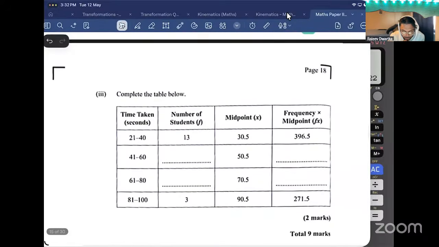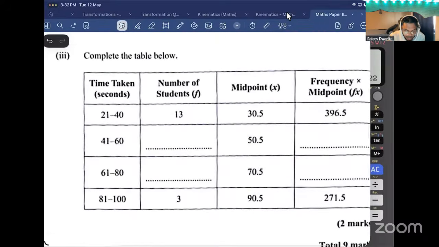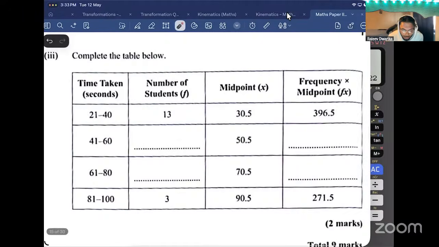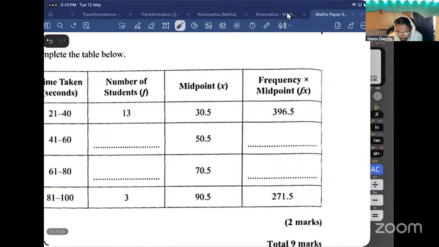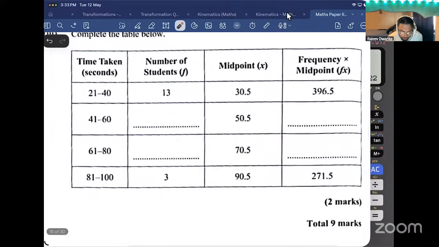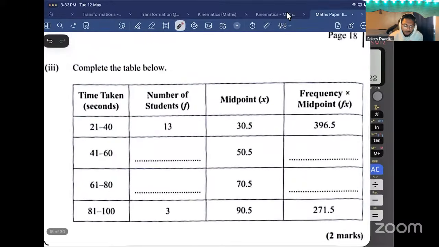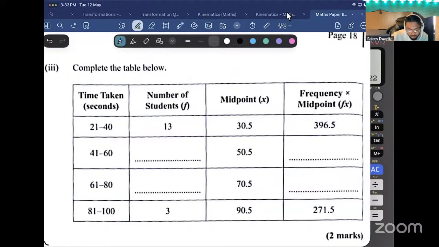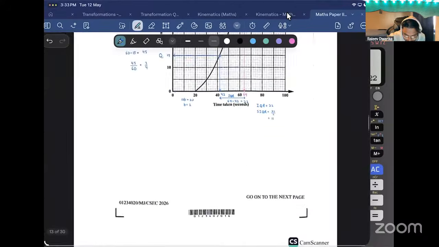So complete the table below. The time taken in seconds is 21 to 40. So we have class intervals, right? The number of students is 13, and the midpoint is just the lower class value plus the upper class value divided by 2. Well, we don't have to figure out anything there. That's not a problem. Frequency, midpoint, fx. No problem. All right, so let me tackle this. So 41 to 60. 41 to 60, guys.